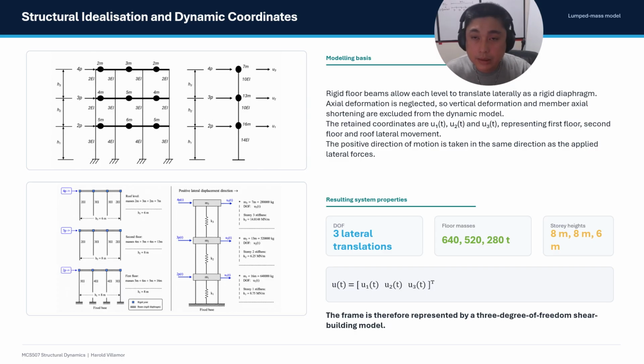The lumped masses are calculated from the mass distribution at each floor level. The first floor has the largest mass at 640,000 kg, followed by the second floor at 520,000 kg, and the roof at 280,000 kg. This idealization is the basis for the mass matrix, stiffness matrix, and equation of motion.